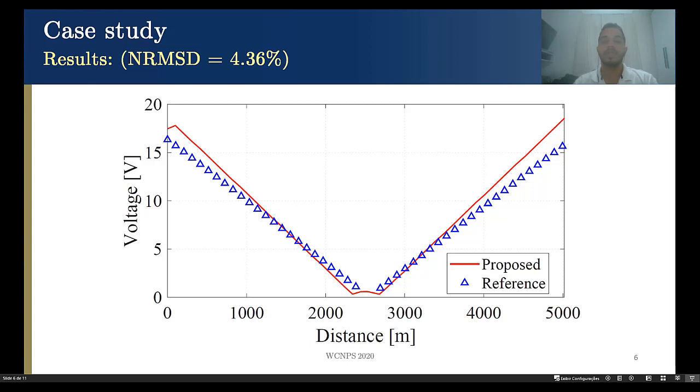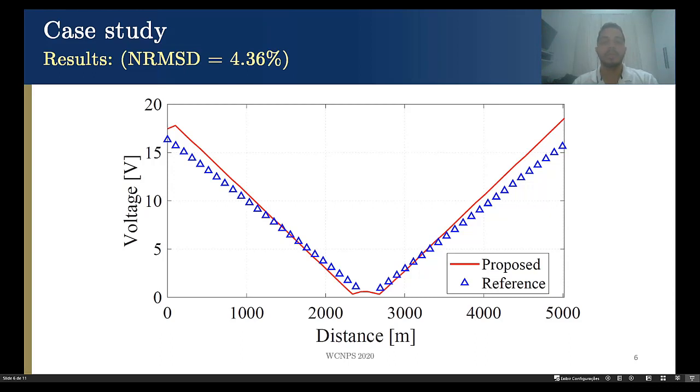The error is calculated as the normalized root mean square deviation, which represents the overall discrepancy between the responses. The responses obtained by the proposed methodology are in accordance with the reference software and accurate, presenting discrepancies of 4.36% between the responses. Considering this scenario, the maximum voltage induced in the pipeline is 18 volts, which violates the 15 volt safety limit established by NACE.